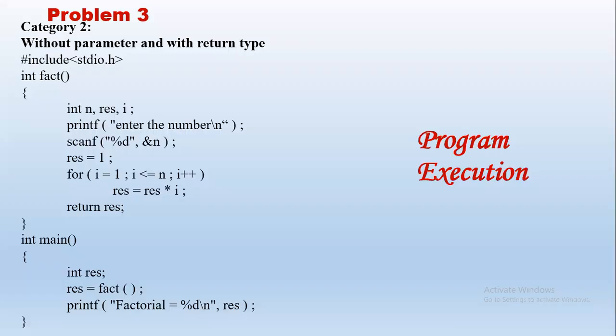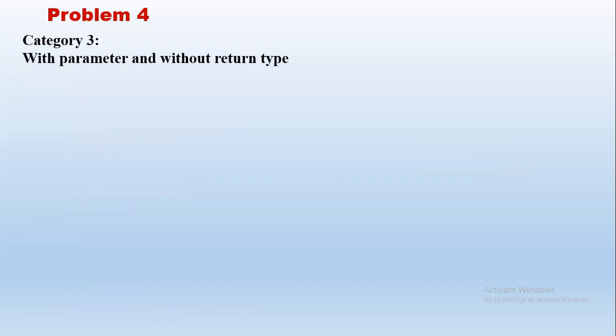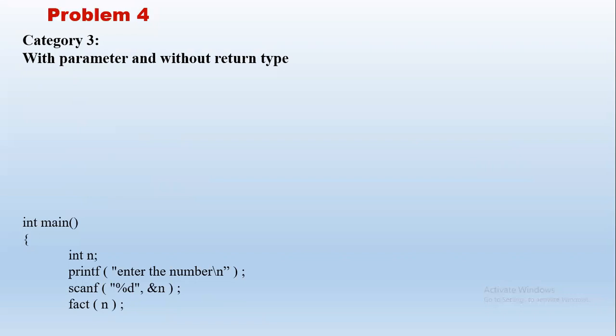Now going back to the slideshow, we have the next problem, which is problem 4. It is category 3, the third type of function, which is with parameter but without return type. With parameter means we have to pass a parameter, and to pass a parameter we need its value. So in the main function itself, we will take the value as input. Note that in previous cases the value of n was taken as input inside the function because it was without parameter, but here it is with parameter. So we will take input for n and then pass that as the parameter.